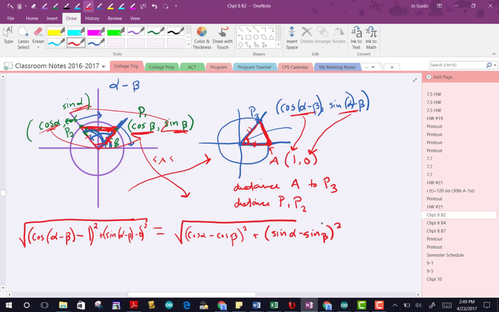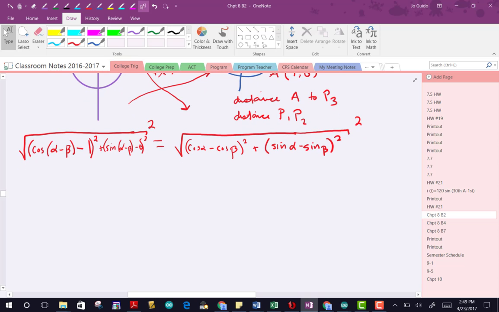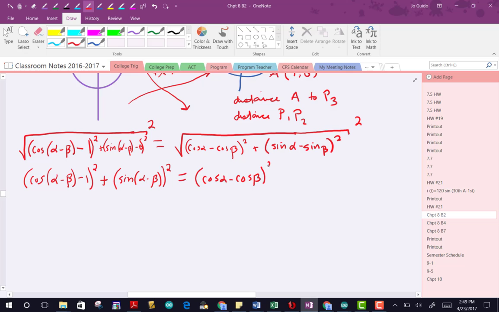So I'm going to have the cosine of alpha minus beta minus 1, that's still squared, plus the sine of alpha minus beta. The minus 0 goes away, that's still squared. On this side, I've got the cosine of alpha minus the cosine of beta squared plus the sine of alpha minus the sine of beta squared. I'm going to do a bunch of foiling. I've got 4 different things that are squared.